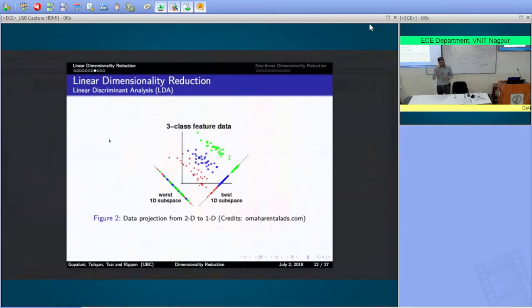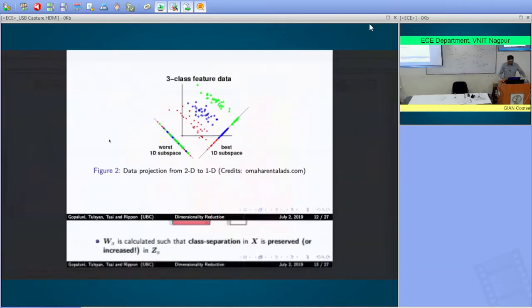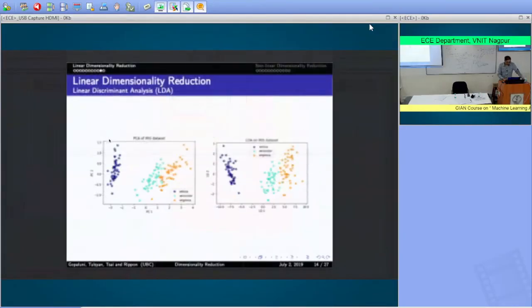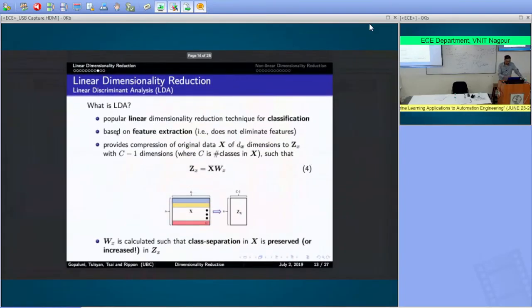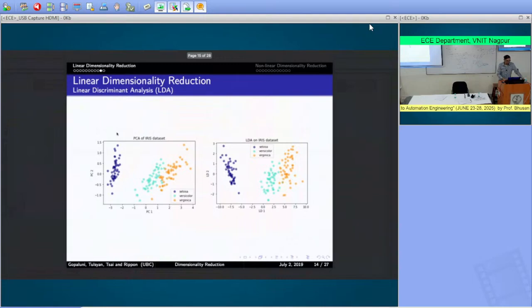In linear discriminant analysis, the goal is to find this hyperplane in a higher dimensional space. This is 2 dimensions, so easy to visualize and understand. In higher dimensions, we want to find this plane such that it gives you the best or the maximal separation between different classes that are in the data set. So this is another linear tool for dimensionality reduction. There's a little bit of math here, which I'm going to skip.